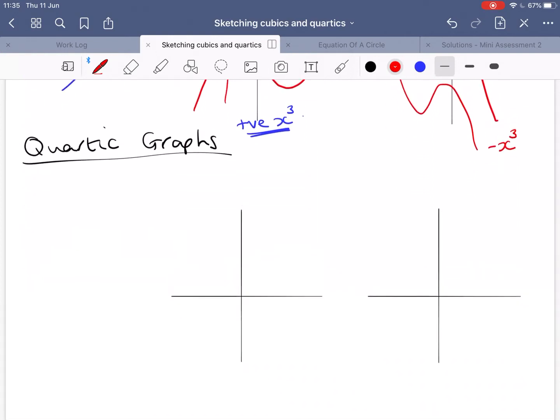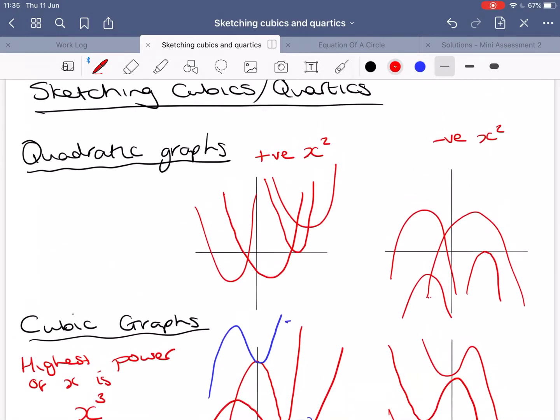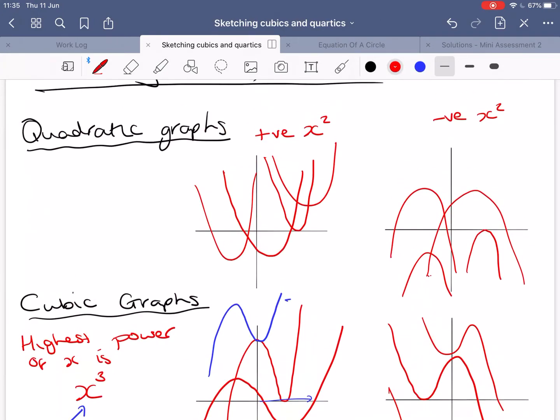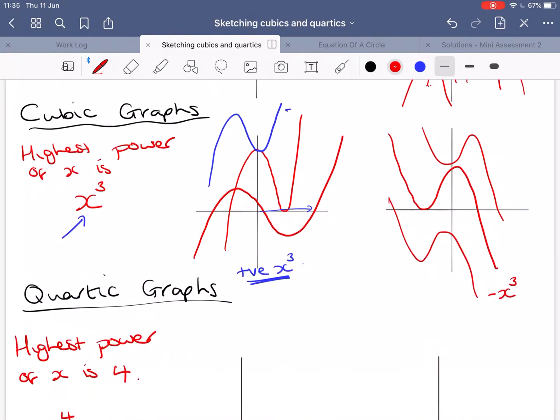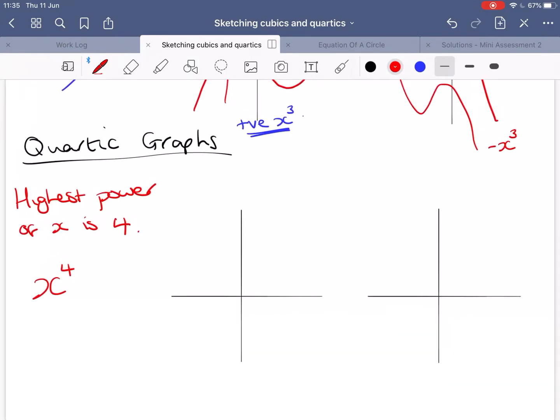And finally, we've got our quartics. Now, quartics are when the highest power of x is 4. So we have an x to the power 4. Okay, and you'll see a pattern now because our quadratics started with one bend. Our cubics had 2 bends. And guess what our quartics have? Our quartics go bend, bend, bend, and back again. So effectively, each power of x that you add on creates another turning point. We call this a turning point when it bends from going down to up or from up to down.